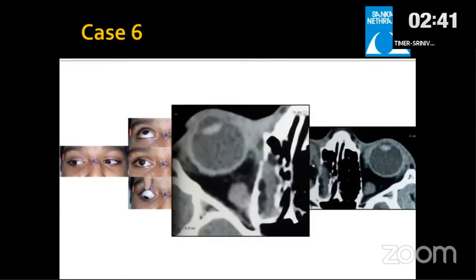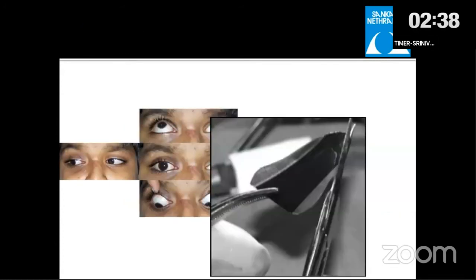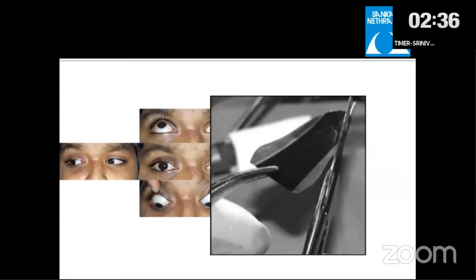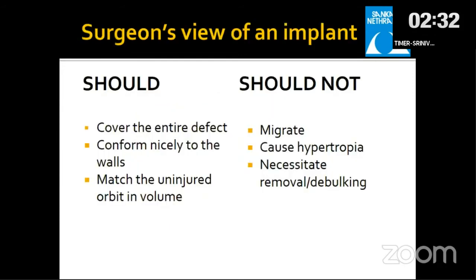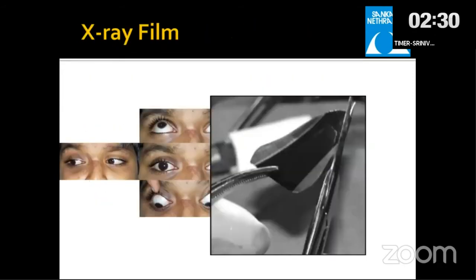So in this case, what we have done, we have put an X-ray film in this case. X-ray film which was autoclaved and sterilized, and then it has been placed into the orbit. And this is the post-operative picture. You can see here the adduction which was limited has been restored.